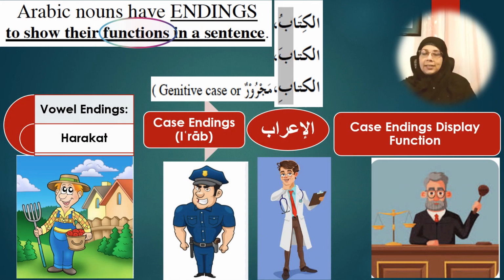In the last few lessons, I mentioned that Arabic nouns end in vowel signs called harakat, which are the dhamma, the fatha, or the kasra. And these are called case endings, irab. Just like the white coat of a doctor tells us that he's a doctor, the kasra ending of a noun can show its function in a sentence. So today we will look at Quranic verse examples for the kasra ending, which in English is called the genitive case and in Arabic is referred to as the majroor ending.